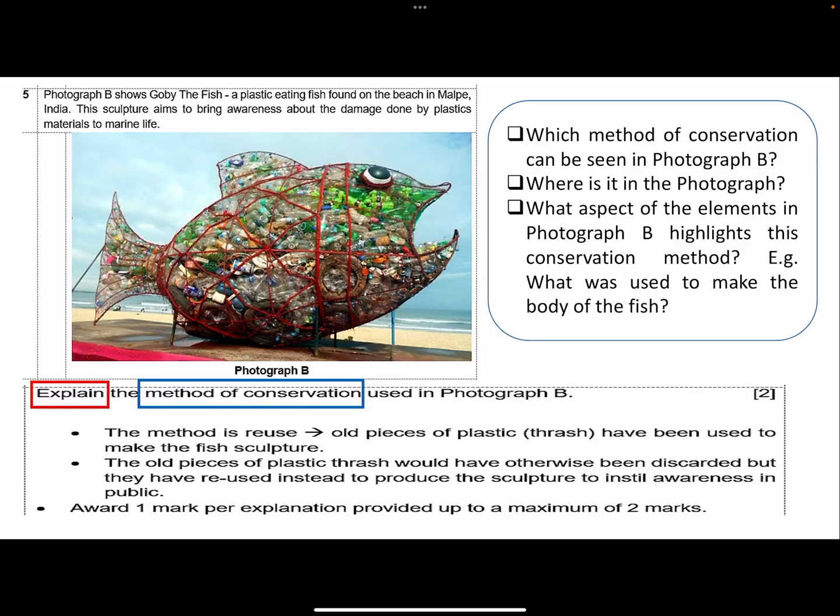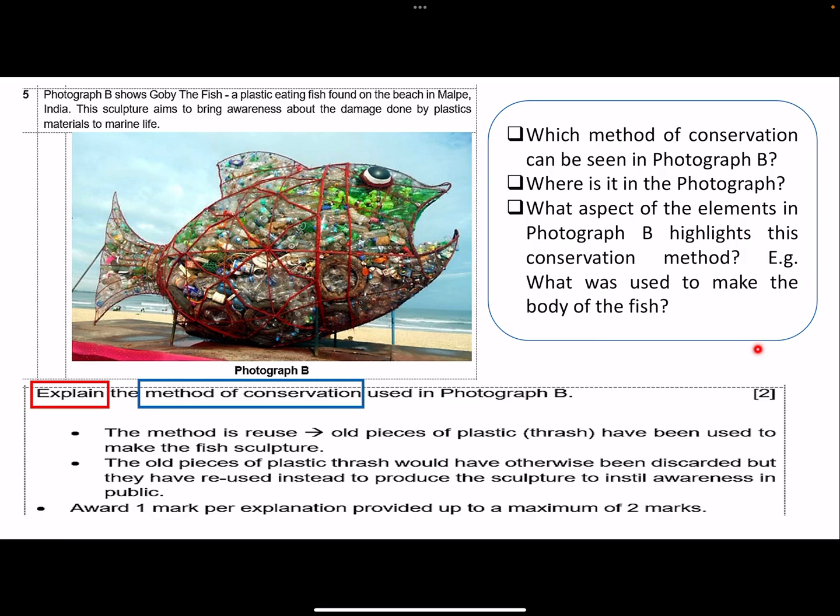Okay, two more questions. Question five. Question five shows us a photograph again, photograph B, now of a work of art. Gobi the fish. It's a plastic-eating fish in India, a statue of a fish made of trash.